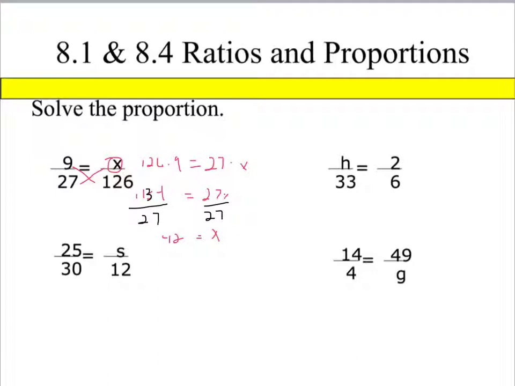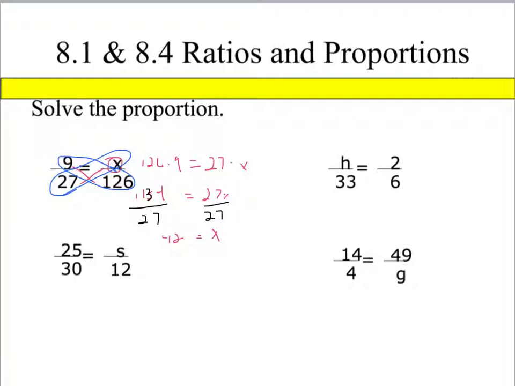So what I want you to do is cross multiply. Notice I took 126 here and multiplied it by 9, and I did the exact same thing, 27 times x. Then I just solved in my one-step equation. Give this a shot for the other three, and then I'll go through them. We're almost done here. We have one more slide. Give it a shot.